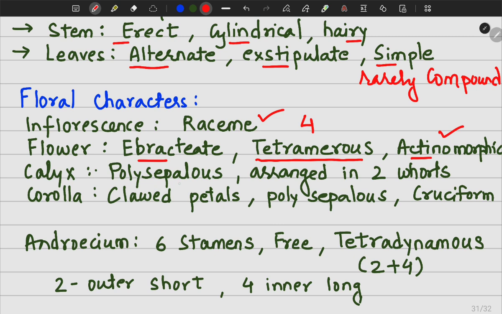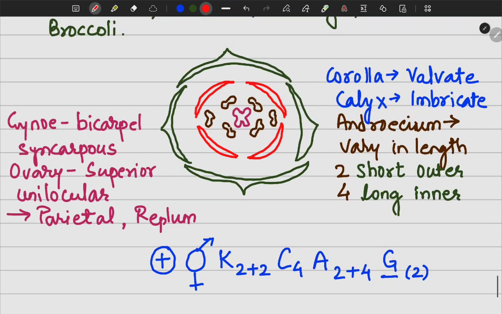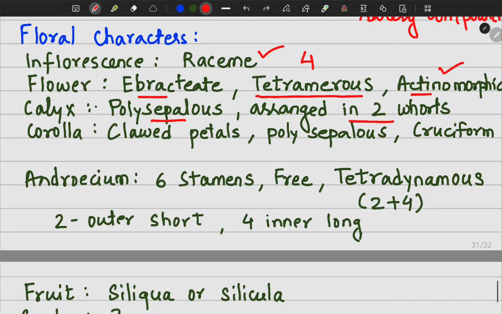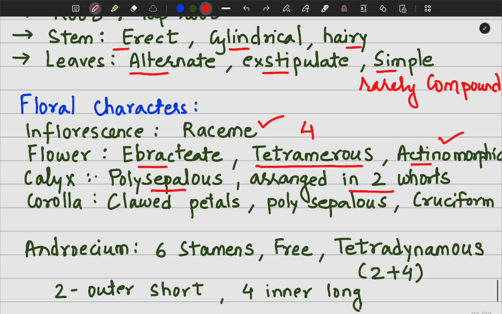Then the calyx, as we saw in the floral diagram, were free. They were not fused. Hence they are polysepalous, and they are arranged in 2 whorls, right? If you look at the floral diagram, these calyx 1, 2, 3, 4 are arranged in 2 whorls. Two calyx are towards the outer side and two calyx are slightly inside. Then the corolla. Corolla are also free, so they are polypetalous.